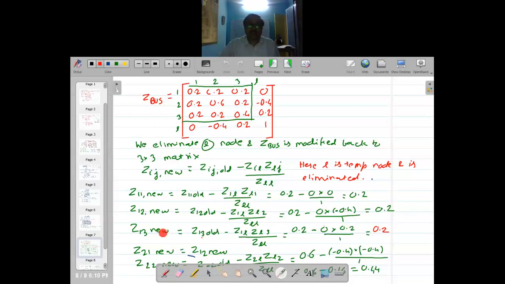Similarly, Z13 new. Now I is equal to 1, J is equal to 3. The old value Z13 is 0.2. So this is 0.2 minus ZIL into ZLJ divided by ZLL, with I is 1, J is 3. Z1L into ZL3 divided by ZLL. Z1L is 0, ZL3 is 0.2, divided by 1. So this is 0.2.